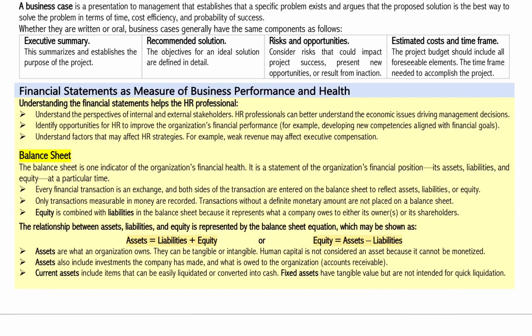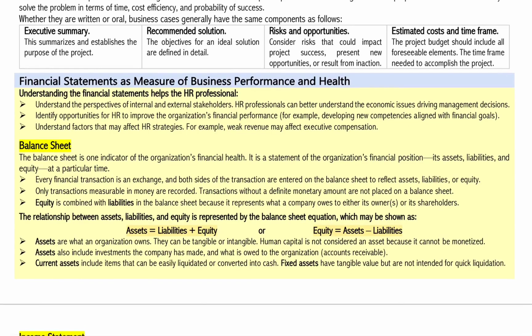Balance sheet. The balance sheet is one indicator of the organization's financial health. It is a statement of the organization's financial position, its assets, liabilities, and equity, at a particular time. Every financial transaction is an exchange, and both sides of the transaction are entered on the balance sheet to reflect assets, liabilities, or equity. Only transactions measurable in money are recorded. Transactions without a definite monetary amount are not placed on a balance sheet.